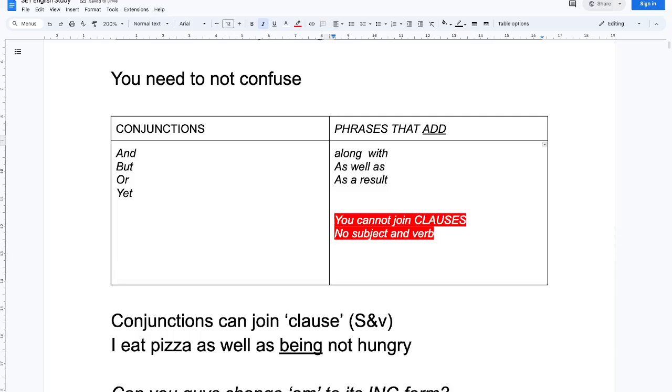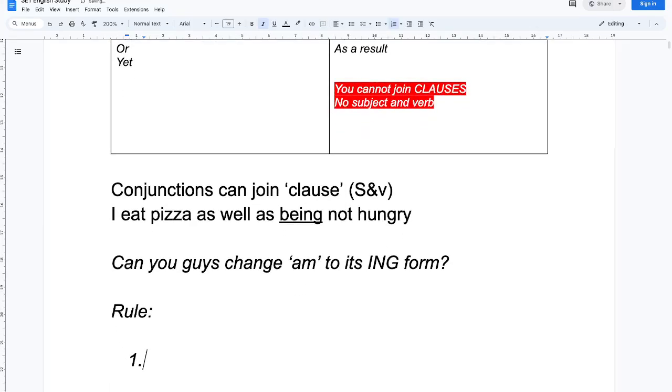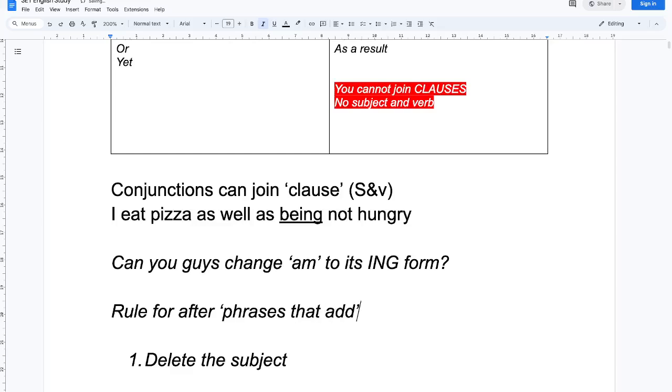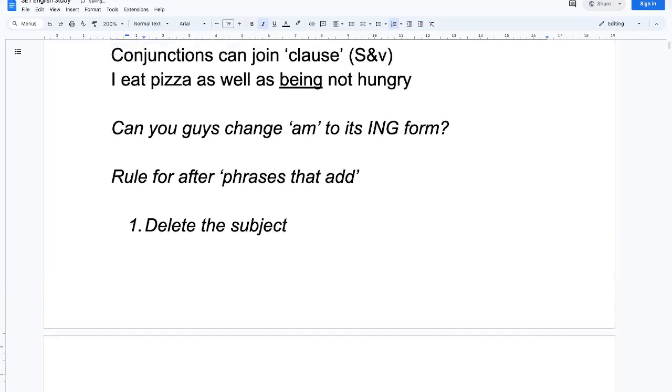Simple rule. Oops. He says simple rule. Okay, so what if I say, in fact, let's just put it here. The rule is, number 1, delete the subject. This is the rule for after what I'm calling adding phrases. Phrases that add. Okay? Delete the subject, change the verb to ing. Then it's okay.